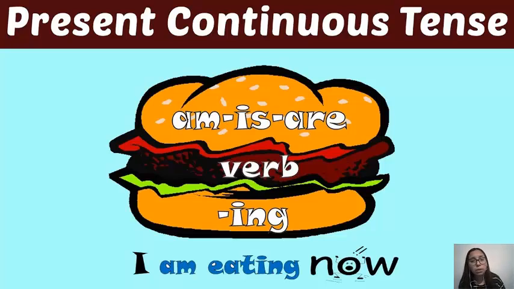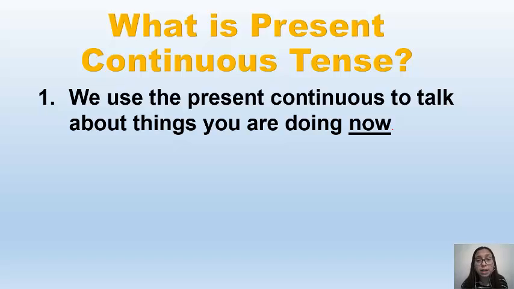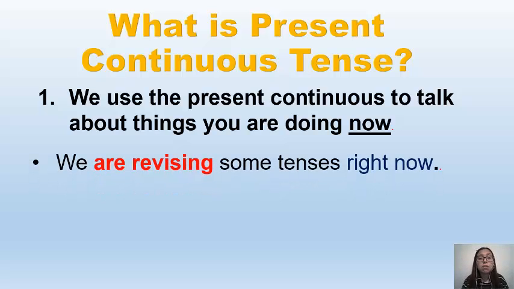Hello. Okay, now we are going to deal with the present continuous and the simple present, and we are going to talk about the difference between them. So let's see. We use the present continuous form to talk about things you are doing now. For example, I am reading a book, I am talking now. We are revising some tenses right now. So you use it to talk about what you are doing now at the time of speaking.